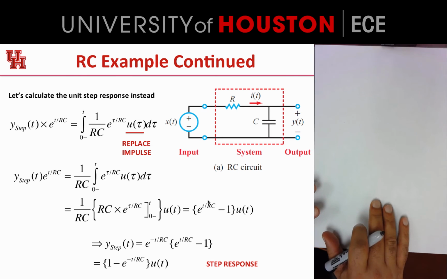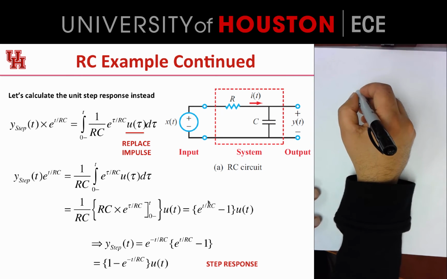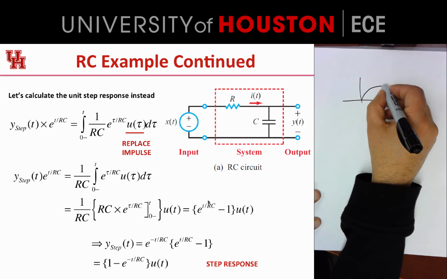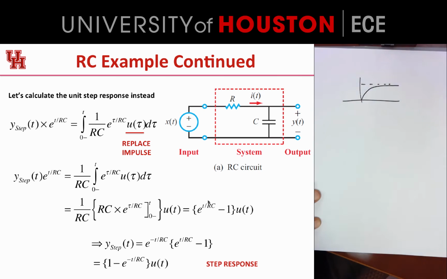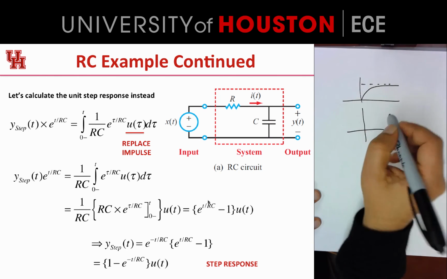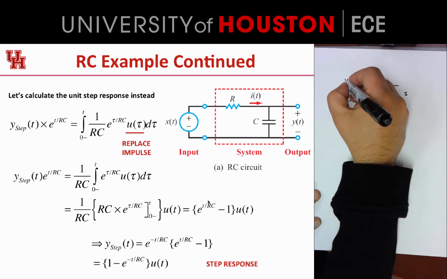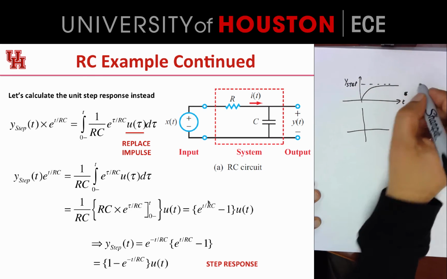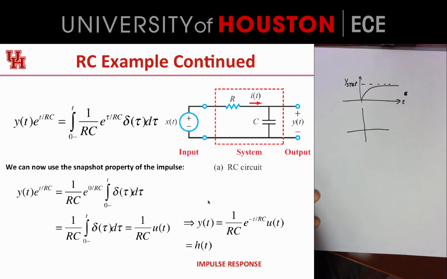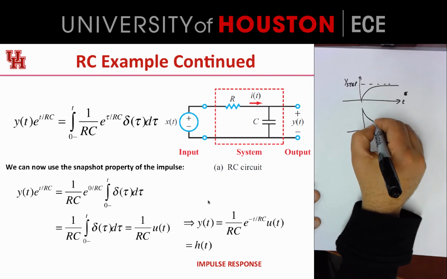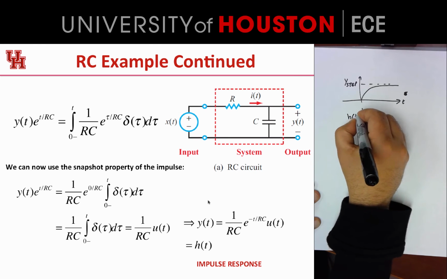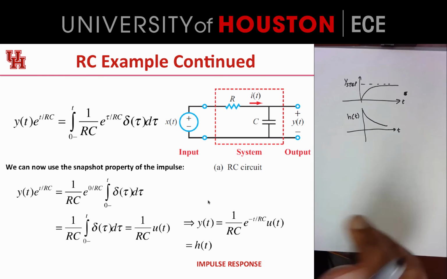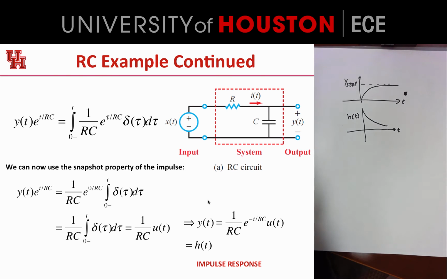So the step response of this RC circuit kind of looks like this, right, like that. This is y step versus t. Whereas the impulse response, h, is like that, and the impulse response is labeled h of t. Got that? And it sort of makes sense.